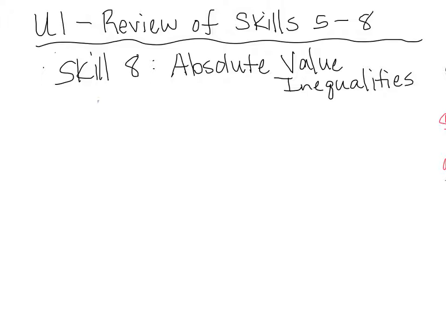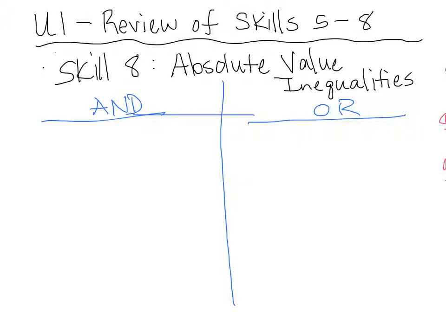Okay, so I'll do an "and" and I'll do an "or." And hopefully you kind of know the difference in what to look for in the two. Okay, so I'll keep these separate. So on the "and" side, we have 6 plus the absolute value of 9 minus a is less than or equal to 10.